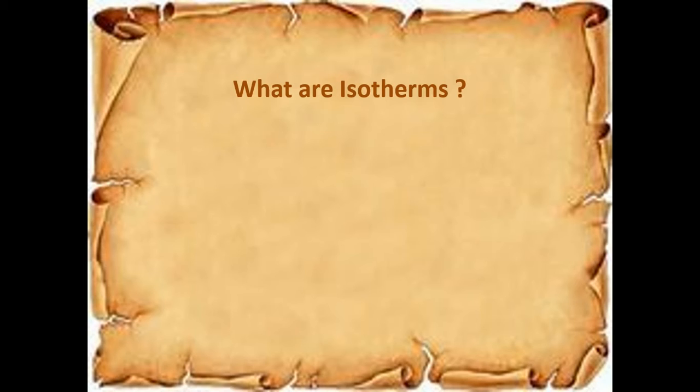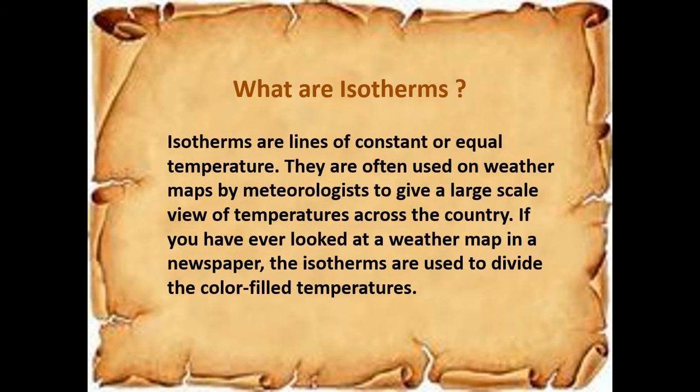Let's first understand what isotherms are. You've already studied this in standard 9th. Isotherms are lines of constant or equal temperature. They are often used on weather maps by meteorologists to give a large-scale view of temperature across the country. If you have ever looked at a weather map in a newspaper, the isotherms are used to divide the color-filled temperatures.